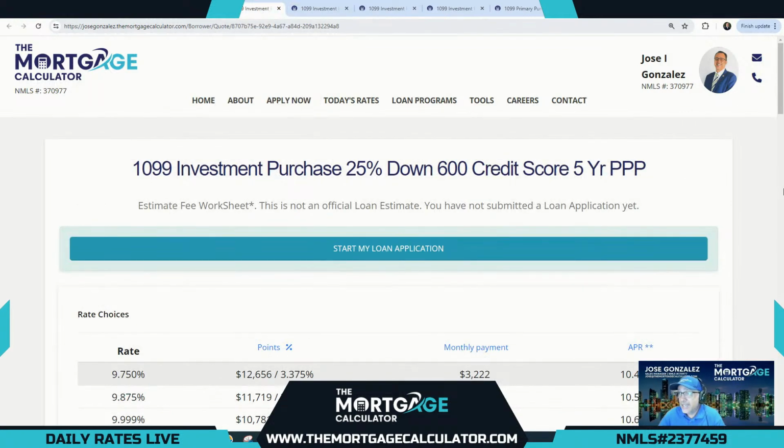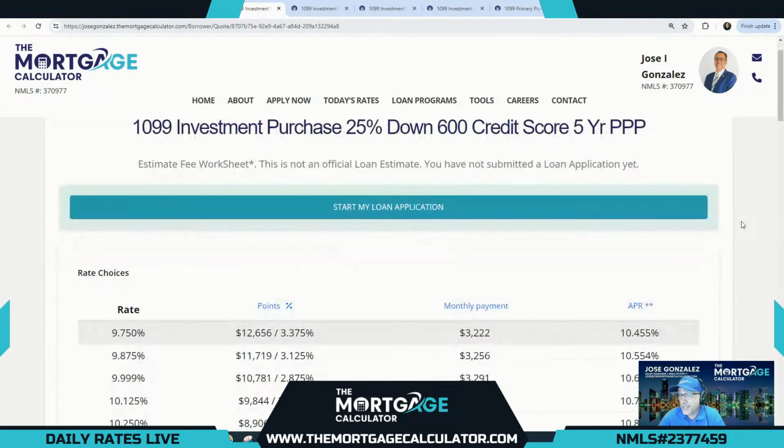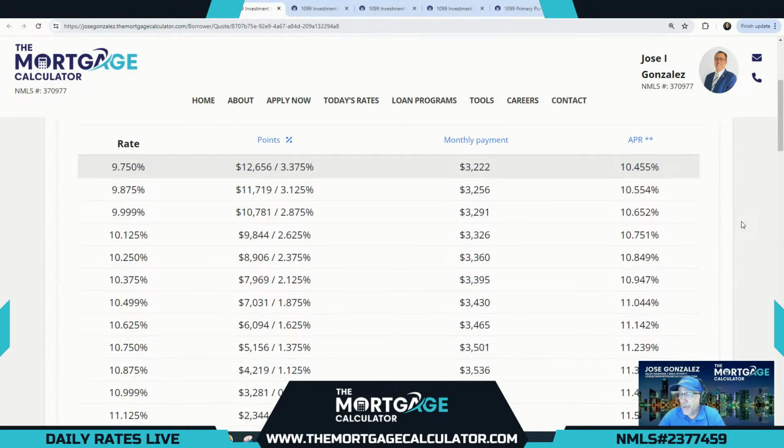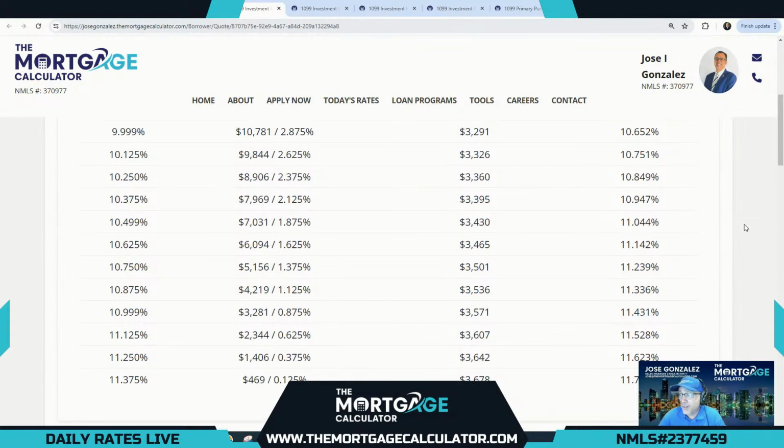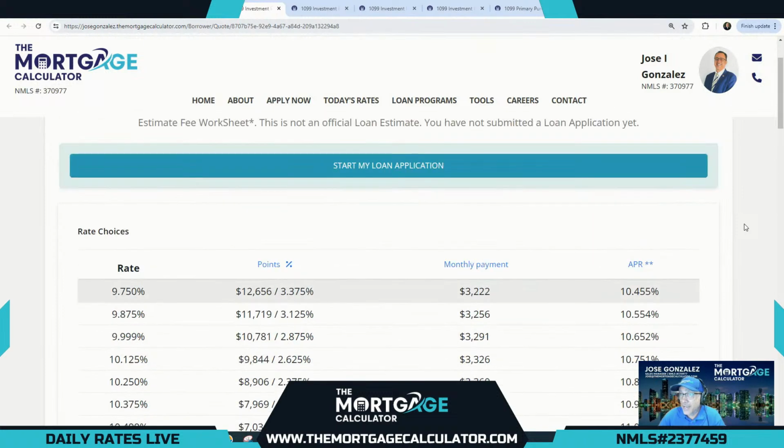And with 25% down, 600 credit score for investment purchase, we do have options for you. 11.375, almost at par. And you can buy that down to 9.75. And these rates are actually a little bit better than the primary rates for the same scenario because of the prepayment penalty.